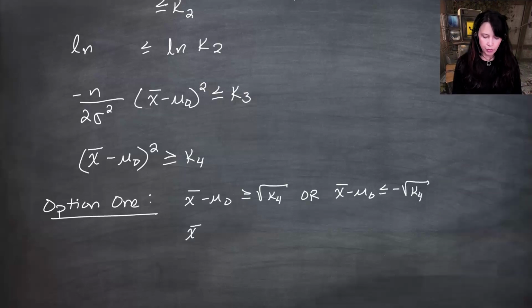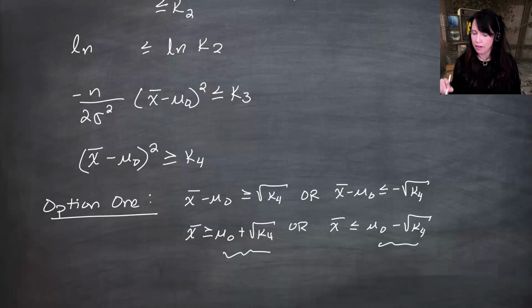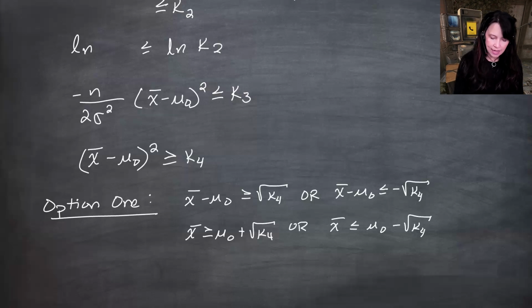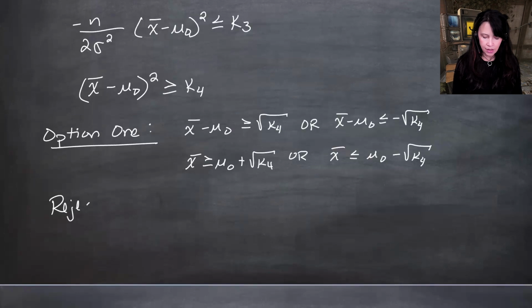If I move the mu naughts over, we get mu naught plus the square root of K4, or mu naught minus the square root of K4. I kind of want to call this K5, but these two numbers I just underscored are not the same thing. So if you want to call them K5 and K6, go ahead, but I think I'd rather only have one unknown. So let's leave it in this form and say that the form of the test is going to be to reject the null hypothesis in favor of the alternative.